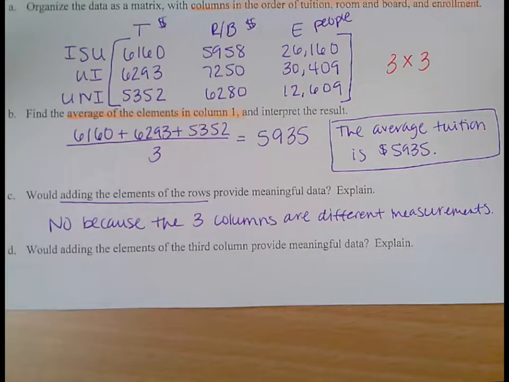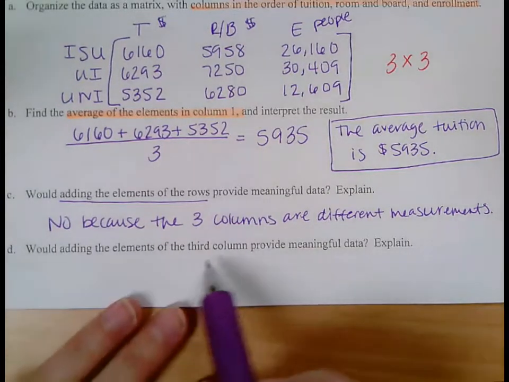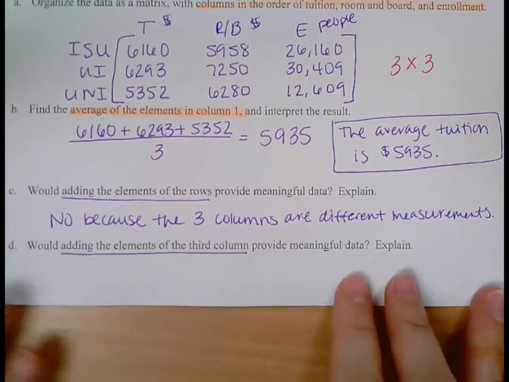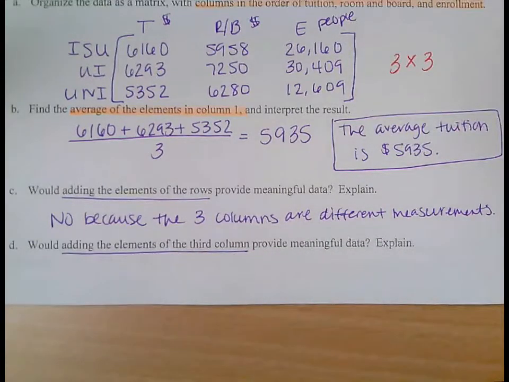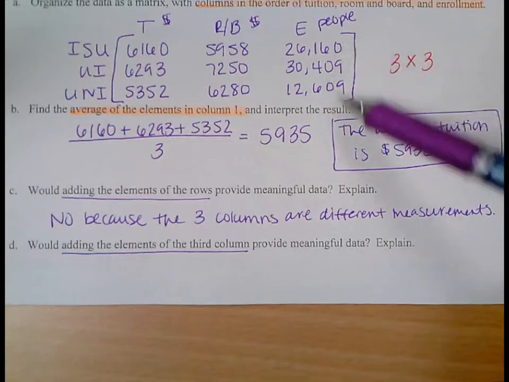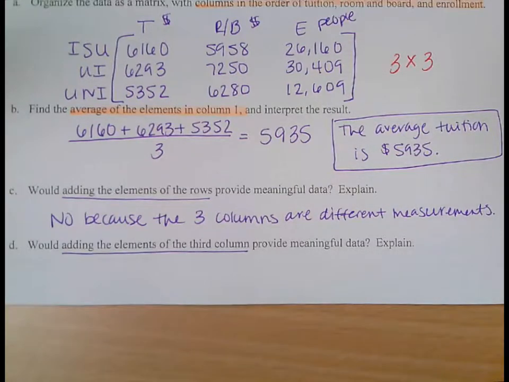And then part D, would adding the elements of the third column provide meaningful data? So now if you look at a column is vertical, the third column, would it make sense to add those three numbers together? They're different colleges, but are they all the same units? They're all people, right? If I added them together, what would that total give me? It wouldn't give me the average, but the total enrollment for all three.